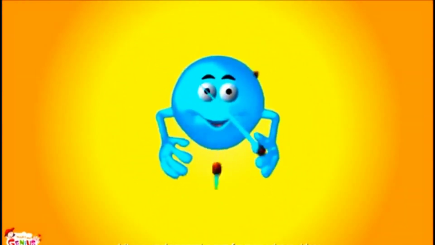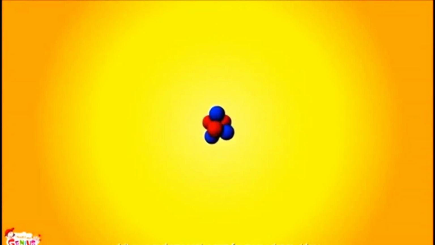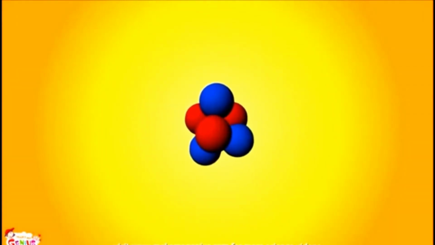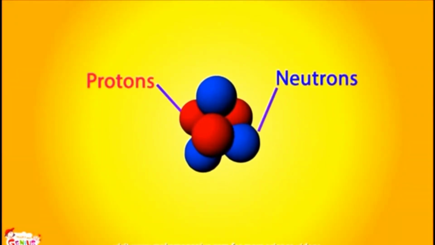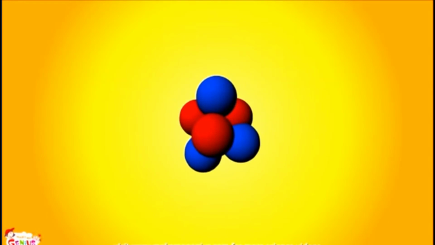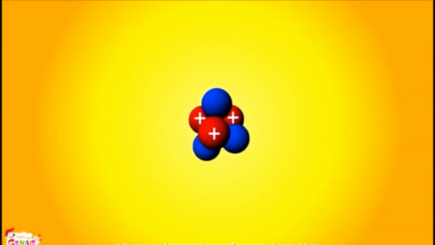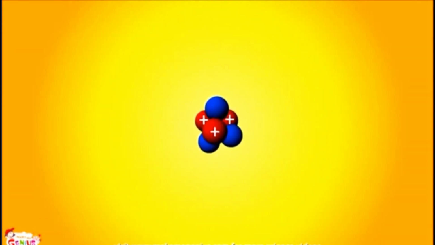So now, friends, I would show my body. Yes, I would show different parts of my body. In the center of an atom, there is the nucleus. It is made up of even smaller parts. These are called protons and neutrons. Each of these protons carries a positive electrical charge. The neutrons are equally as heavy as protons, but don't carry any electrical charge. So, the nucleus of an atom is positively charged due to protons.